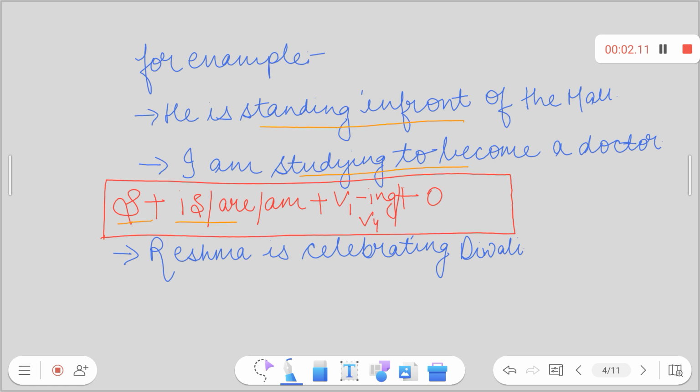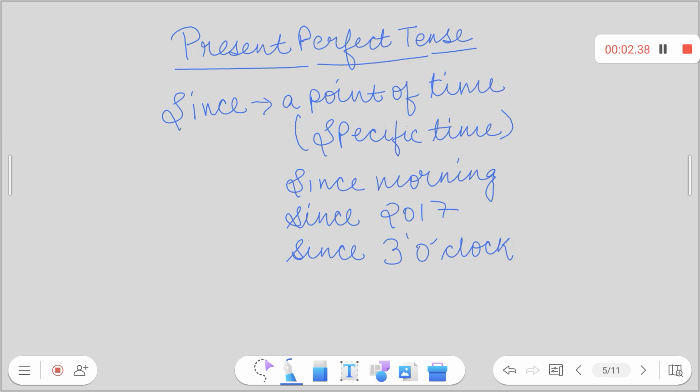subject plus is, am, are plus V1 ing, V4, plus object. So let's say in this sentence, Reshma is celebrating Diwali. Alright. So here we can see Reshma is our subject. We have used is here and celebrating, with ing, and Diwali is the object. So this is the example for it. Reshma is celebrating Diwali. Next comes present perfect tense.